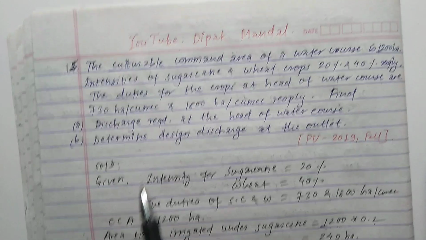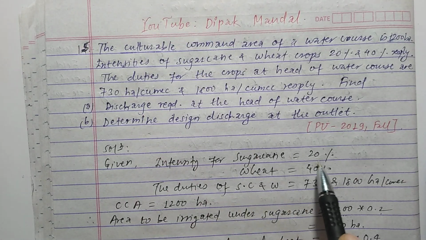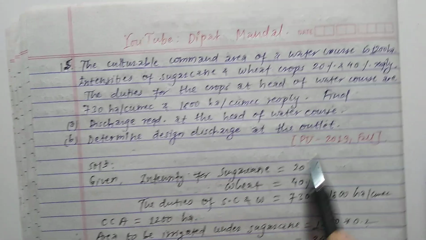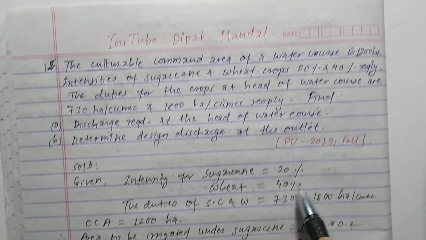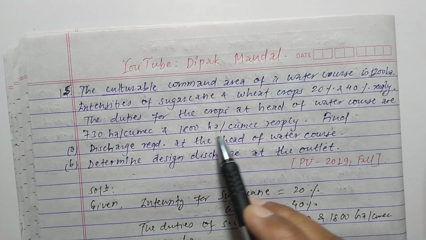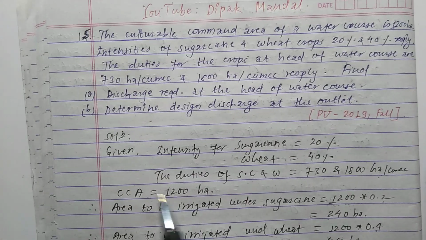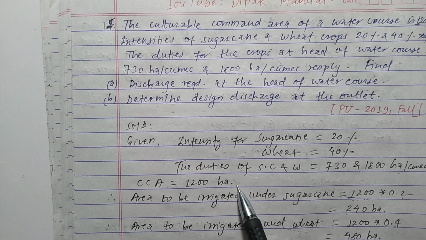So let's see the solution. First we have to write the given data. Intensity for sugar cane is 20% given in the question, and for the wheat is 40%. The duties of sugar cane and wheat are also given in the question, that is 730 and 1800 hectare per cumec. And the total cultivated area is also given, 1200 hectare.